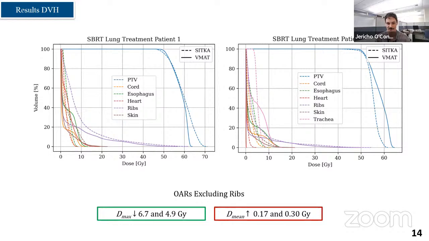So this is a common feature of when you can use all these non-coplanar angles, your organs at risk tend to have a lower max dose, because I can pretty much avoid treating through the spine altogether. Whereas in VMAT, you're doing one arc and you have to treat a little bit through the spine. But since you have all these angles, your mean dose increases slightly.